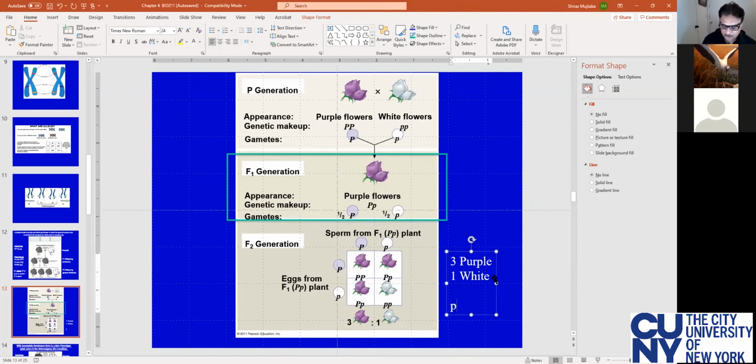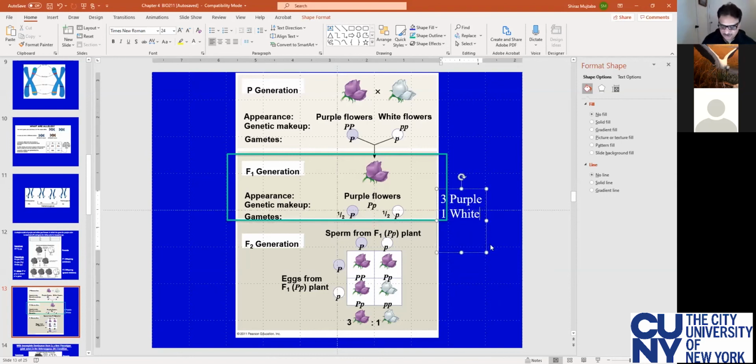Big P, what do we see here? We see here that big P, there is only 1. Big P, small p, there are 2. And small p, there is 1. So the genotypic ratio is 1:2:1. And the phenotypic ratio is 3:1.